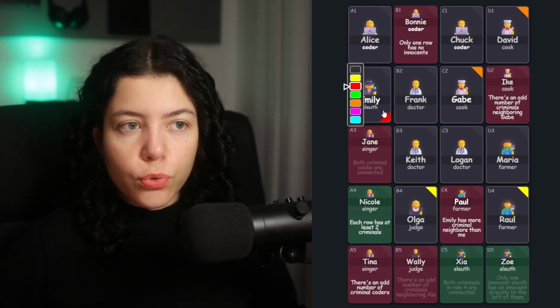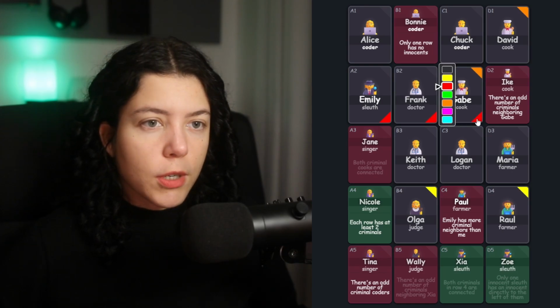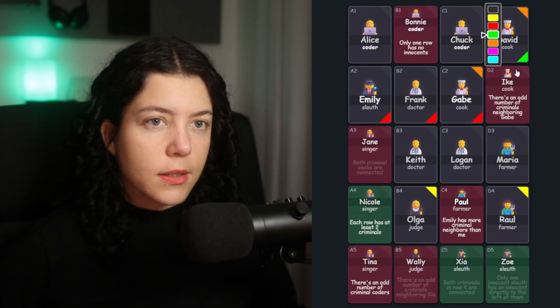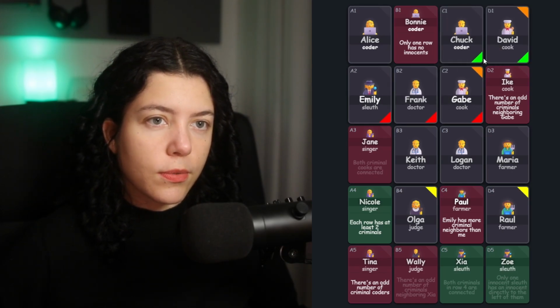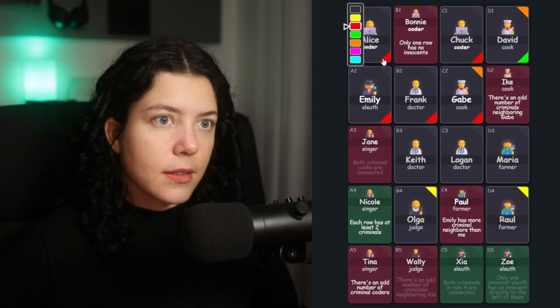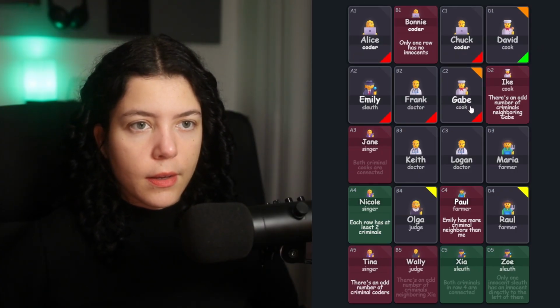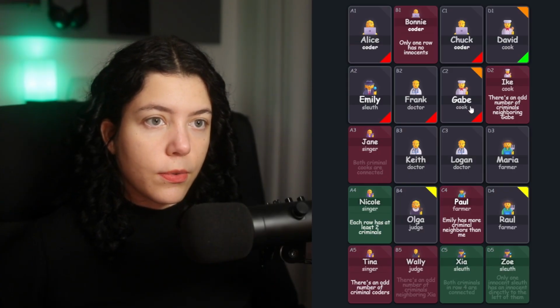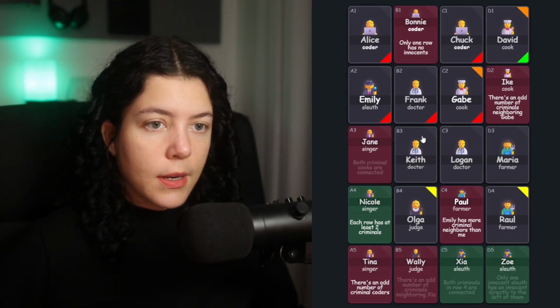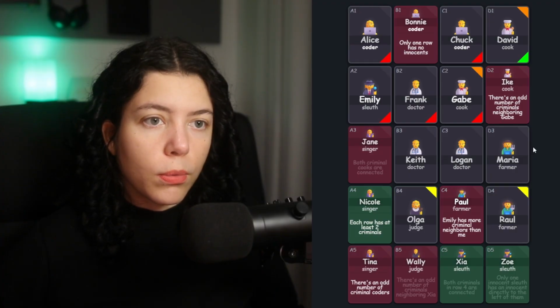Could it be row 2? If row 2 is the one with no innocence, then for sure row 1 is the one with one innocent, which is David, because he's opposite with Gabe. Gabe would need a number of criminals neighboring him, so 1, 2, 3, 4. And the fifth one shared with Paul.